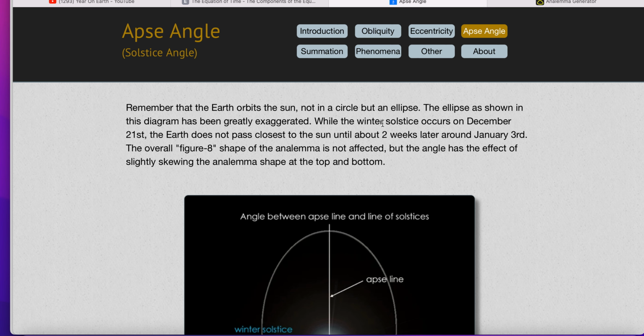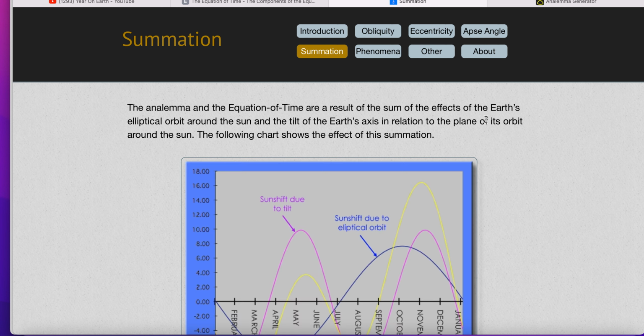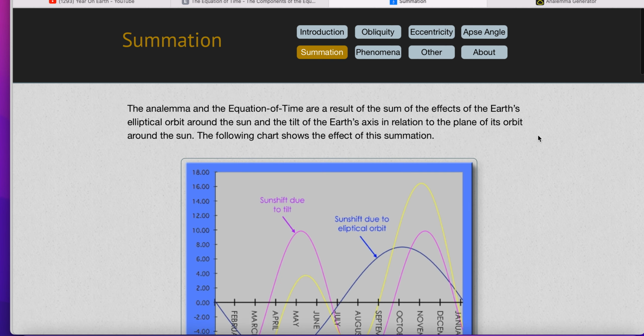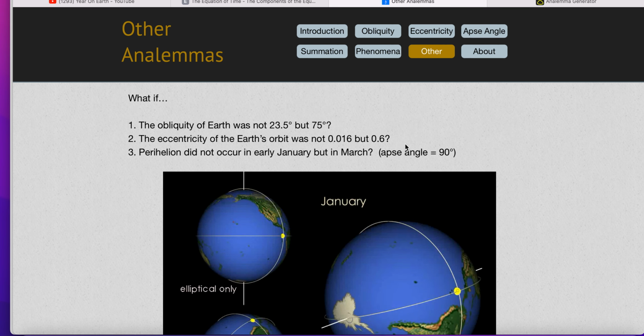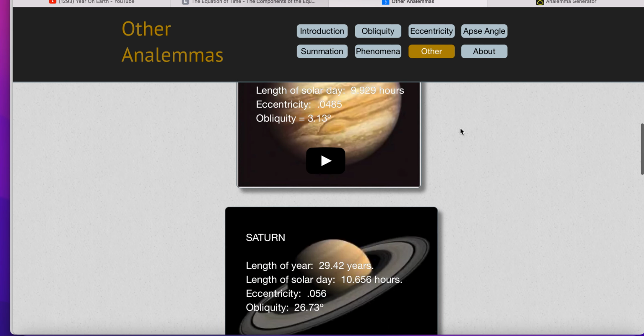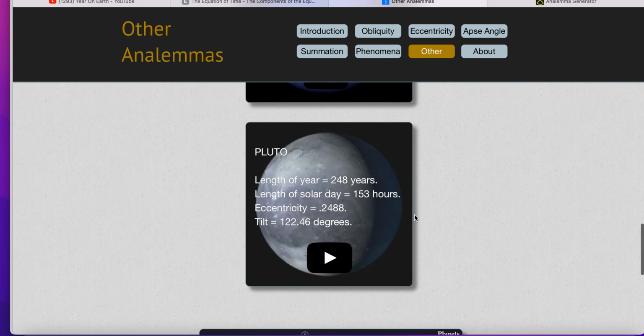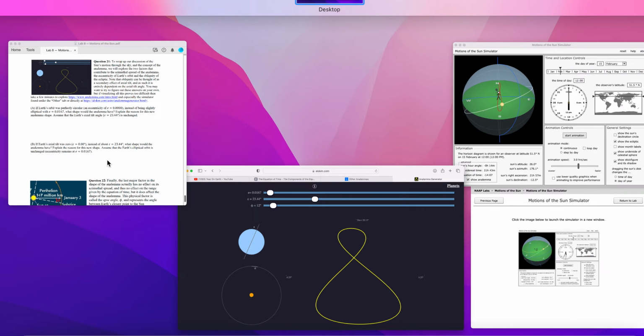And then you put everything together, and you can get the overall understanding of the equation of time, as well as the particular shape of the analemma. And that comes about here. If you go to Other, it will talk about the analemmas of other planets and even show you some great videos for them. But the simulator, I think, is one of the best ways to explore that. And I don't want to give away the answers here.